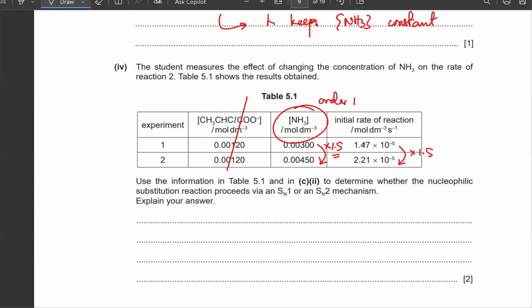And the way you're going to describe this is you're just going to state that if you compare experiments one and two, the concentration of ammonia increases by 1.5 times, and the rate of reaction also increases by 1.5 times. So that means it's order one. This was order one by the half-life method, right? We already discussed this as being order one. So it's order one with respect to both of them. Is that clear?